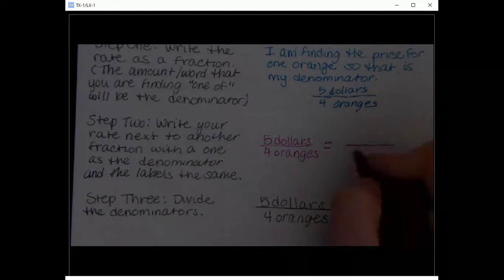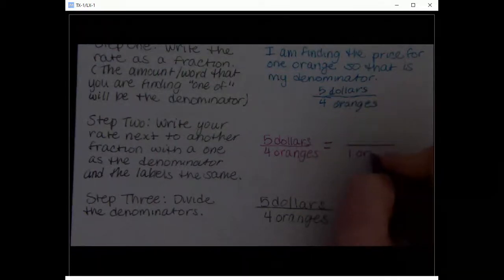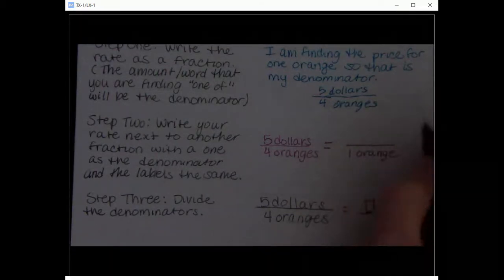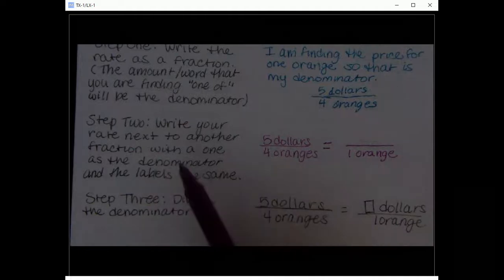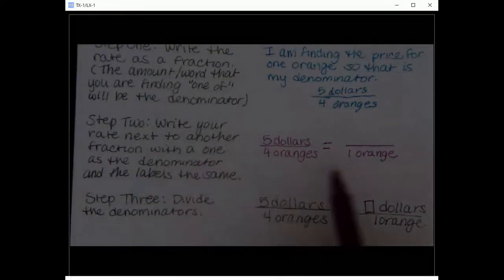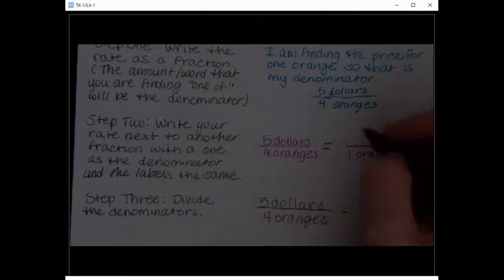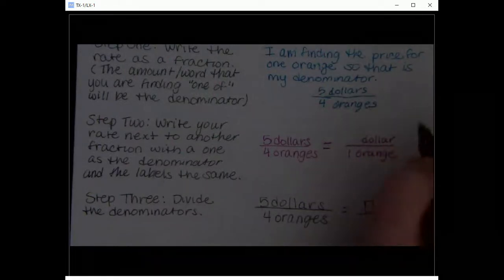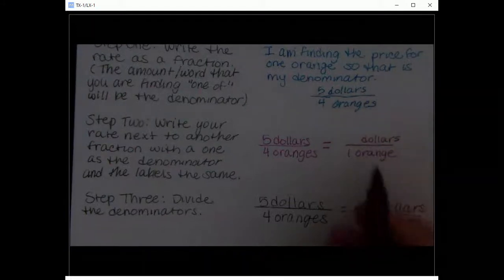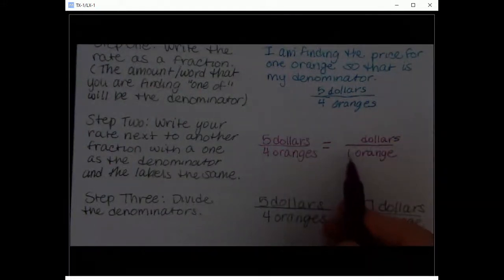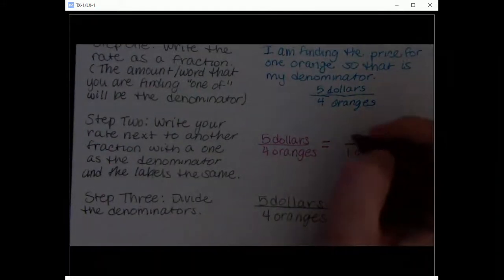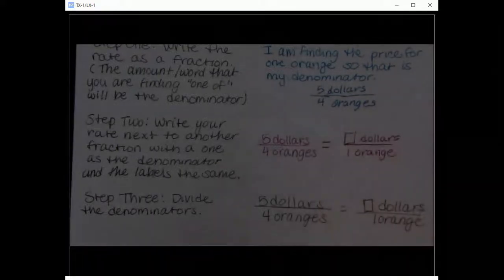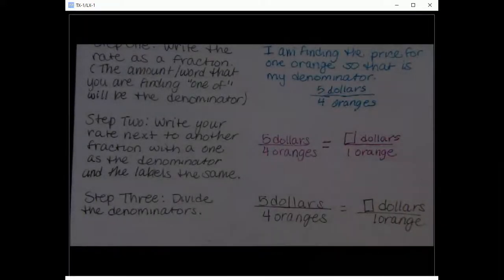So I know that I want 1 orange. So again, I follow my notes. I want the label the same with orange on the bottom and dollars on the top. And then I want to try to find out the amount for 1 orange. I don't know what that amount is, so I'm just going to leave that blank. You could put a box, you could put an X, anything that would be helpful. Okay, looking good so far.